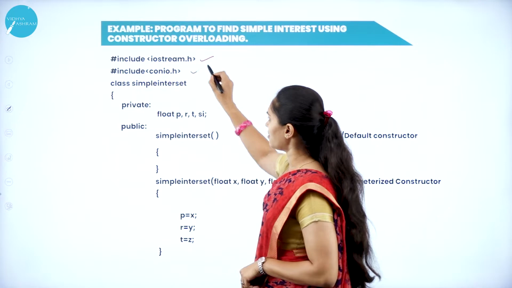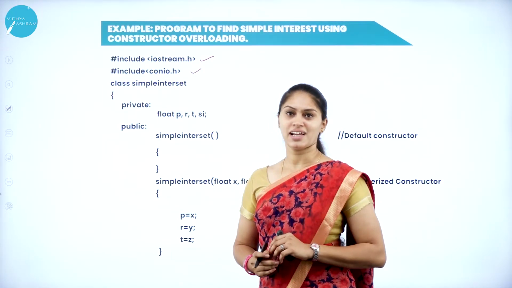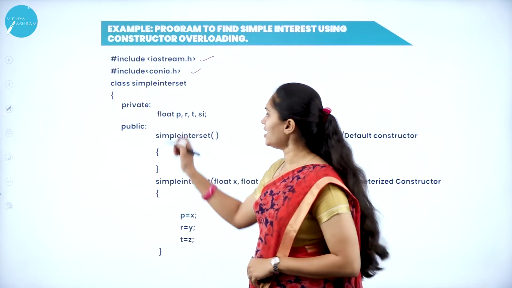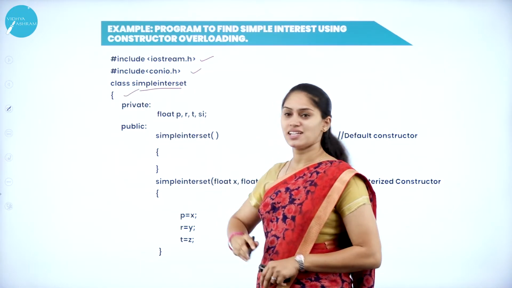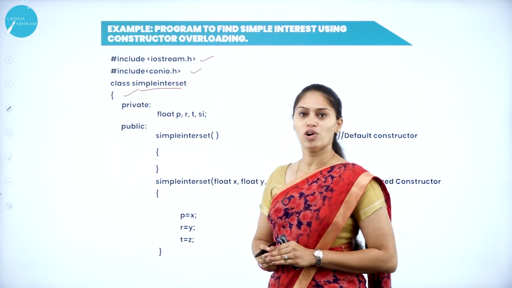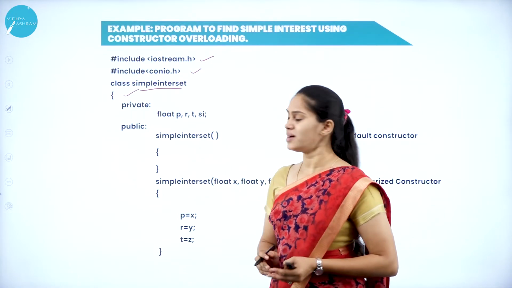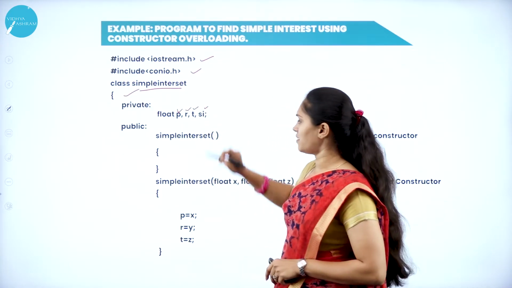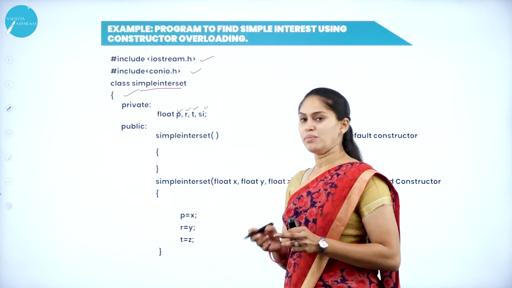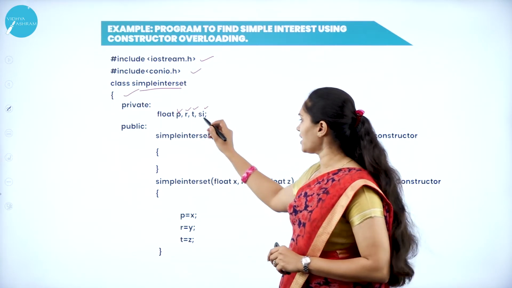Here I have two header files, that is include iostream.h and conio.h. I am creating a class called simple interest, and this indicates the opening of a class. I have four variables here, that is the data members of a class. Which are the four variables? That is P, R, T as well as SI. SI is nothing but simple interest, so in that variable I am going to store the content after the computation. That is why I have taken SI here.